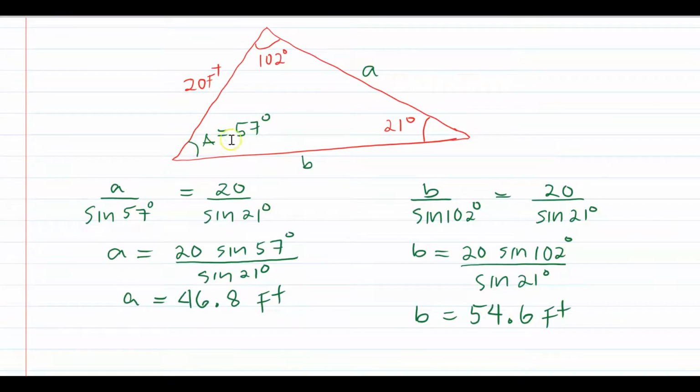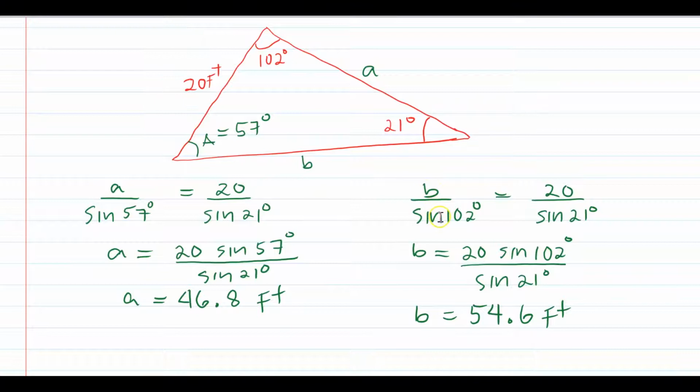Now that we have the measurement of angle A, we can set up the law of sines to solve for side A. So we have A over the sine of 57 degrees is equal to 20 over the sine of 21 degrees. And we cross multiply this sine of 57 degrees to the right side. So we have A equals 20 times sine of 57 degrees over sine of 21 degrees. A equals 46.8 feet.